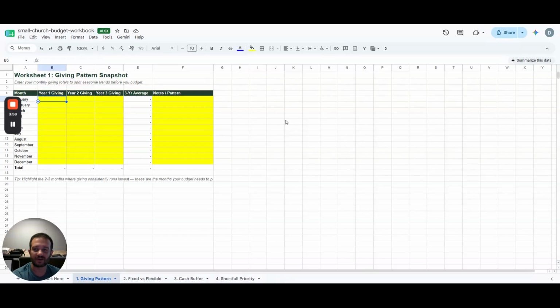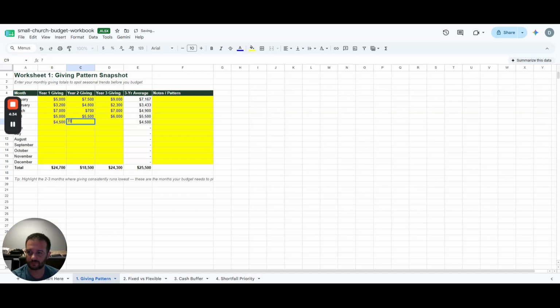So let's say in January we collect 5,000, and then the next year we collected 7,500, and then the last year we collected $9,000. And here we did 3,200, 4,800, 2,300. Then we'll do 7,000, 700, and 7,000. And then let's just fill in some more numbers. I did that $53,000 on purpose.